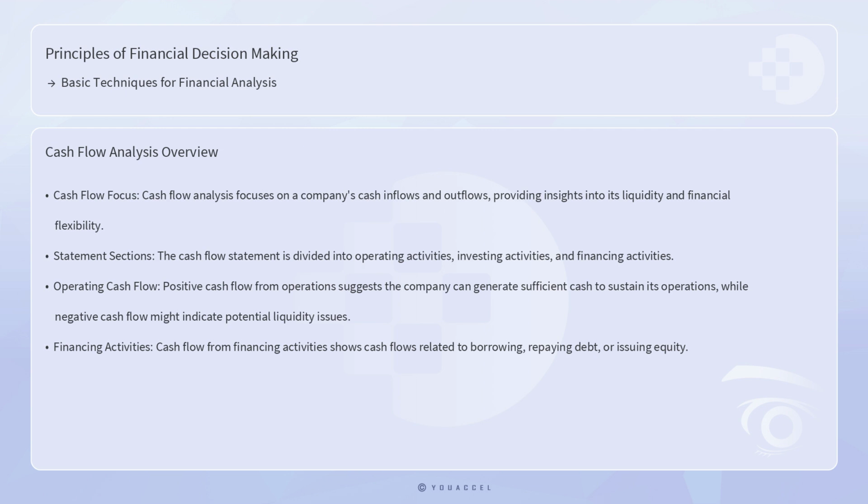Cash flow analysis focuses on a company's cash inflows and outflows, providing insights into its liquidity and financial flexibility. The cash flow statement is divided into 3 sections: operating activities, investing activities, and financing activities. Cash flow from operating activities indicates the cash generated or used in the company's core business operations.